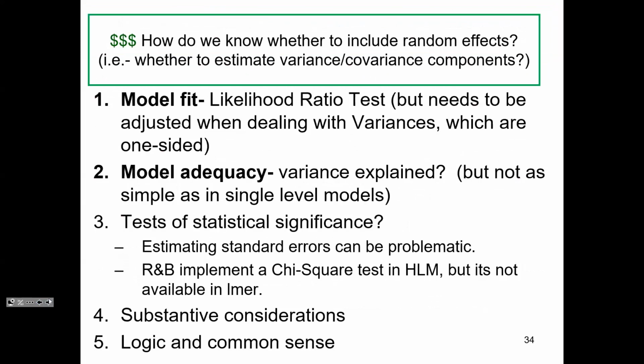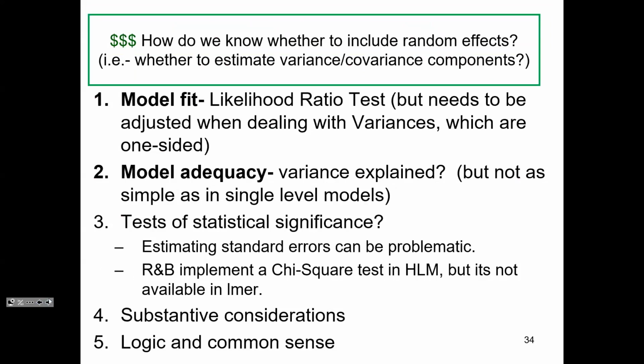Okay, I put these little green dollar signs there because this is the money question. It continues to rear its ugly head, and there continues to be a lot of research currently being done in multi-level modeling on it. How do we know whether we should include random effects or not? Which is really, again, a question of whether to estimate these variance covariance components.